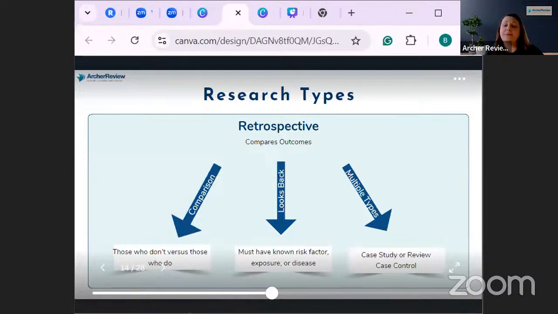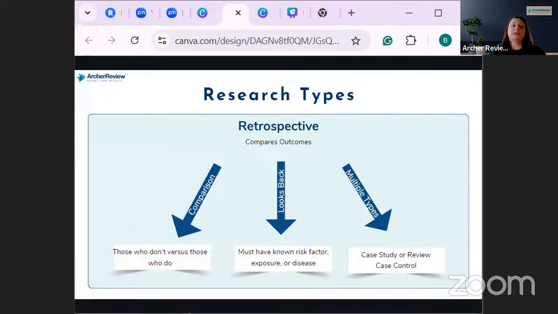A retrospective type of research here compares the outcomes. So I want you to think about compare and contrast: those who have something versus those who don't have something. It's going to look at comparison. It's going to look back over a long period of time. So this person must have a risk factor exposure of disease. For example, they smoked 40 years ago, or they were exposed to asbestos at their job, but now they're retired. It looks back over a period of time.